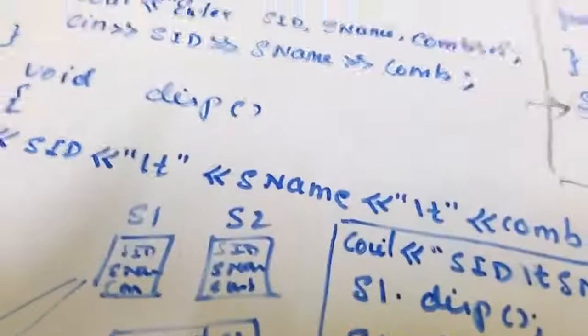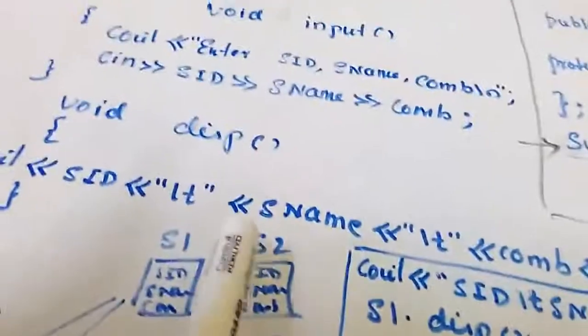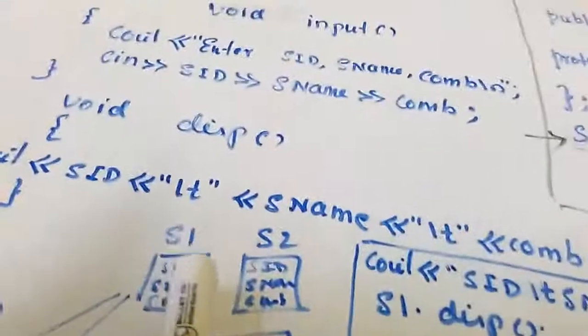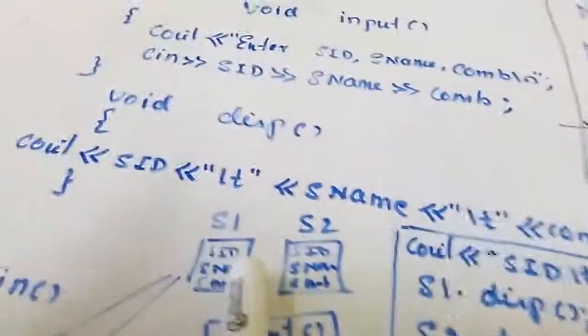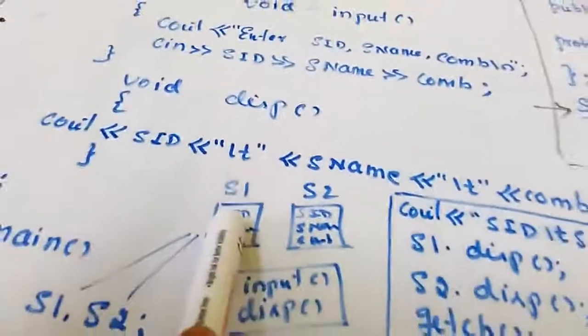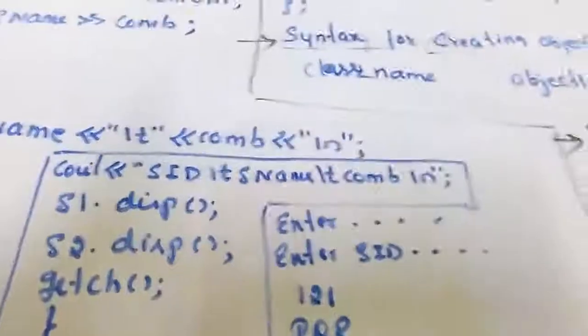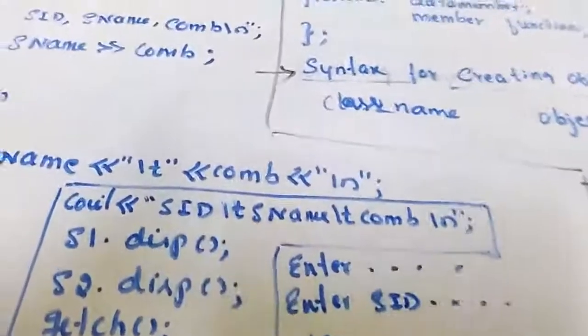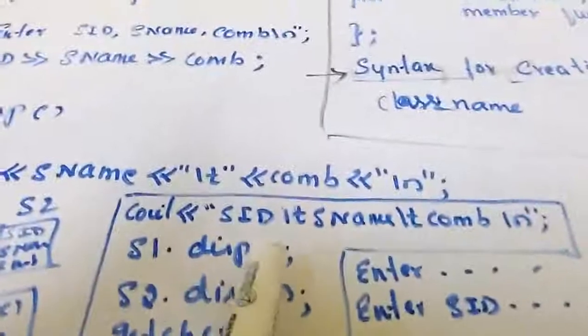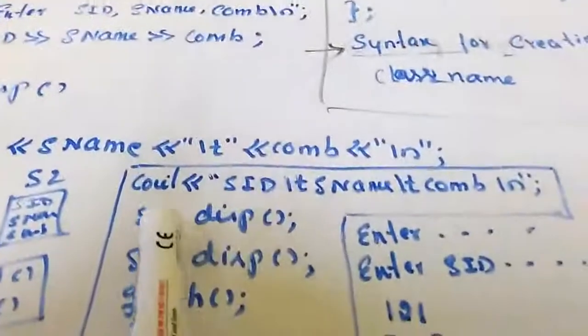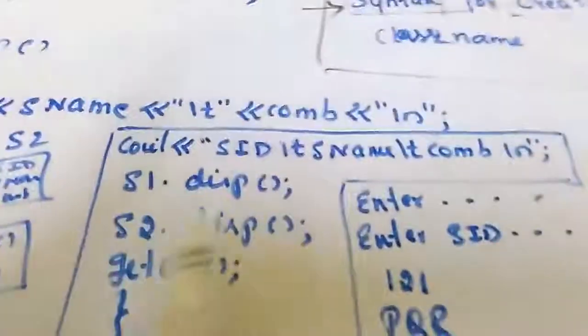Are you understanding? The object which wants to get data has to call the input function. If you want to read values for S1, it has to call the input function. These things we already discussed. Now S2 also. Let us display the content. I'm going to display the heading here. Whichever object's value you want to display, you have to call the display function using that object, S1.display and S2.display.